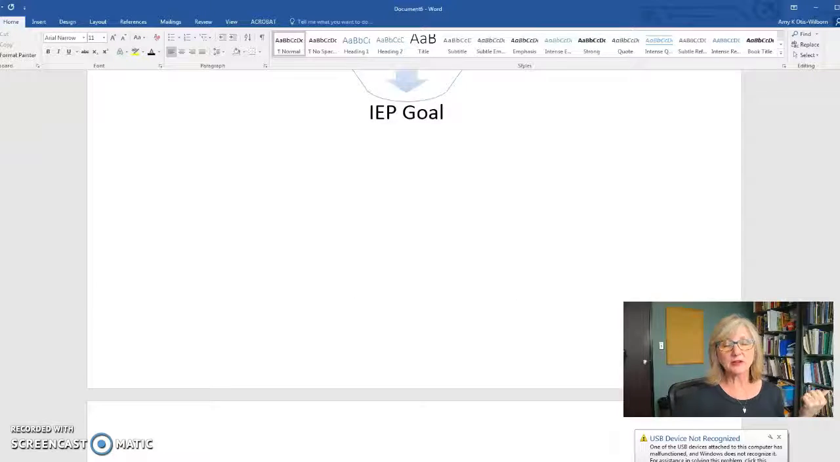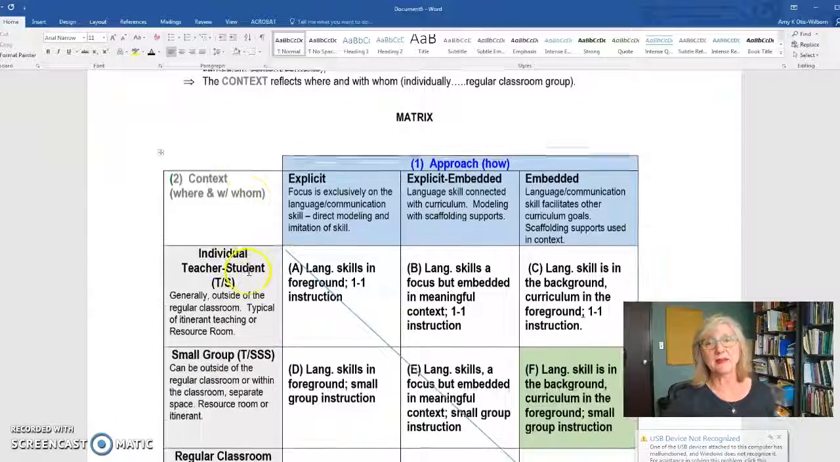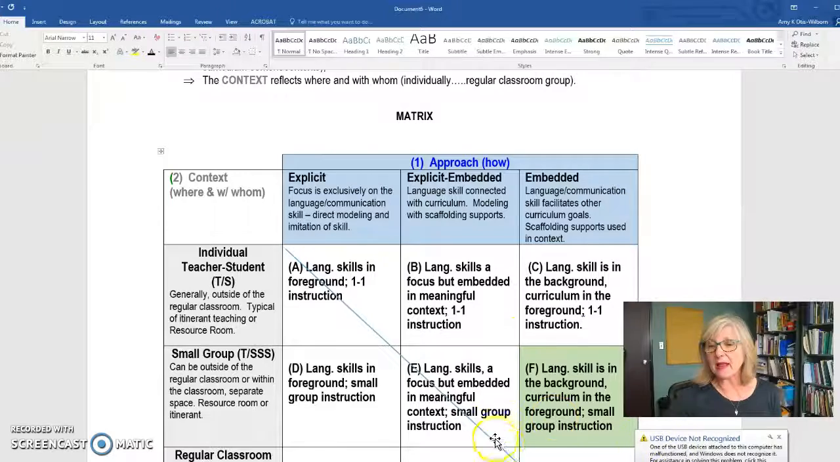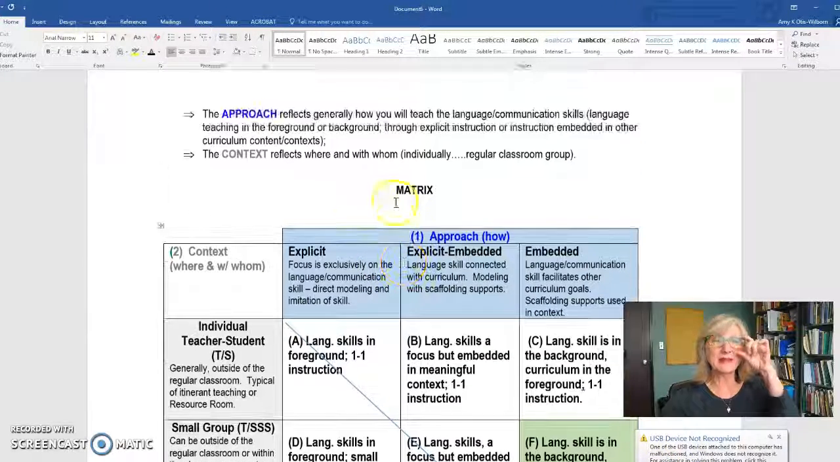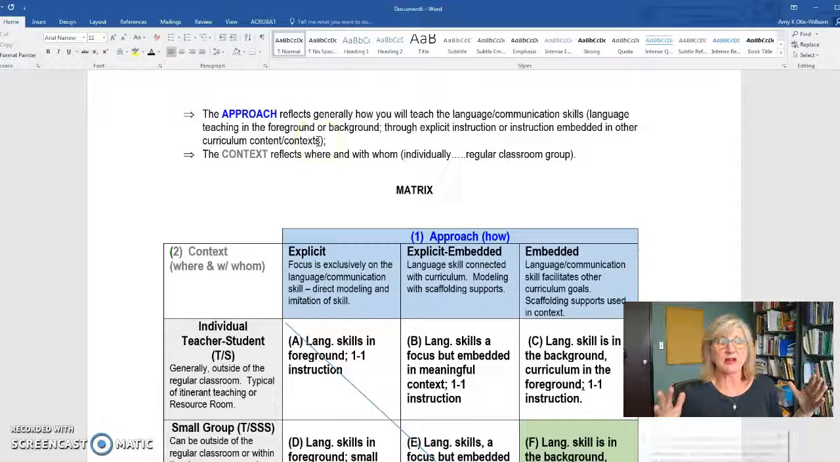And then this is what you'll meet this week. This is a way for you to begin to think about your approach to instruction. So now we're talking about instruction, your approach to instruction and where instruction can occur.